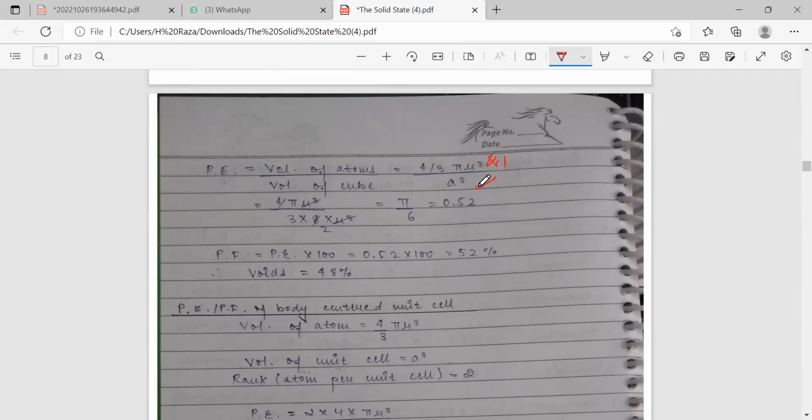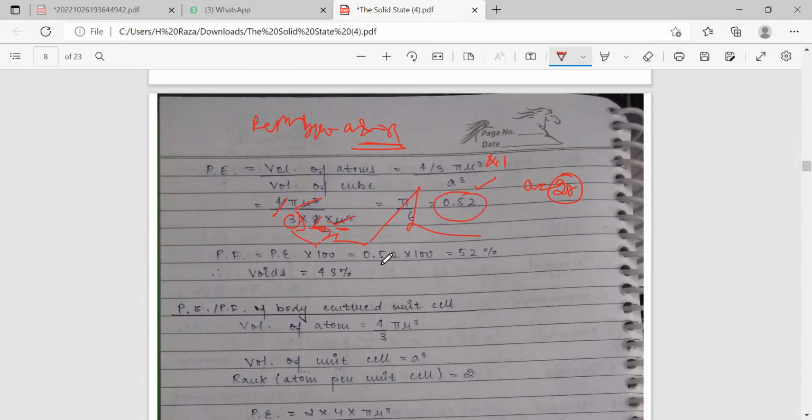Now, what we need to do here is use the relation between a and r, the relation between edge length and radius. We already know that a is equal to 2r in SCC. So here we put the value 2r whole cube, that will be equal to 8r cube. In the numerator, you can see 4 by 3 pi r cube. So this r cube will be cancelled by this r cube, 8 will be cancelled by 2 times, and 3 will be here. So 3 into 2 is 6, so pi upon 6. If you divide it, it will give you 0.52.